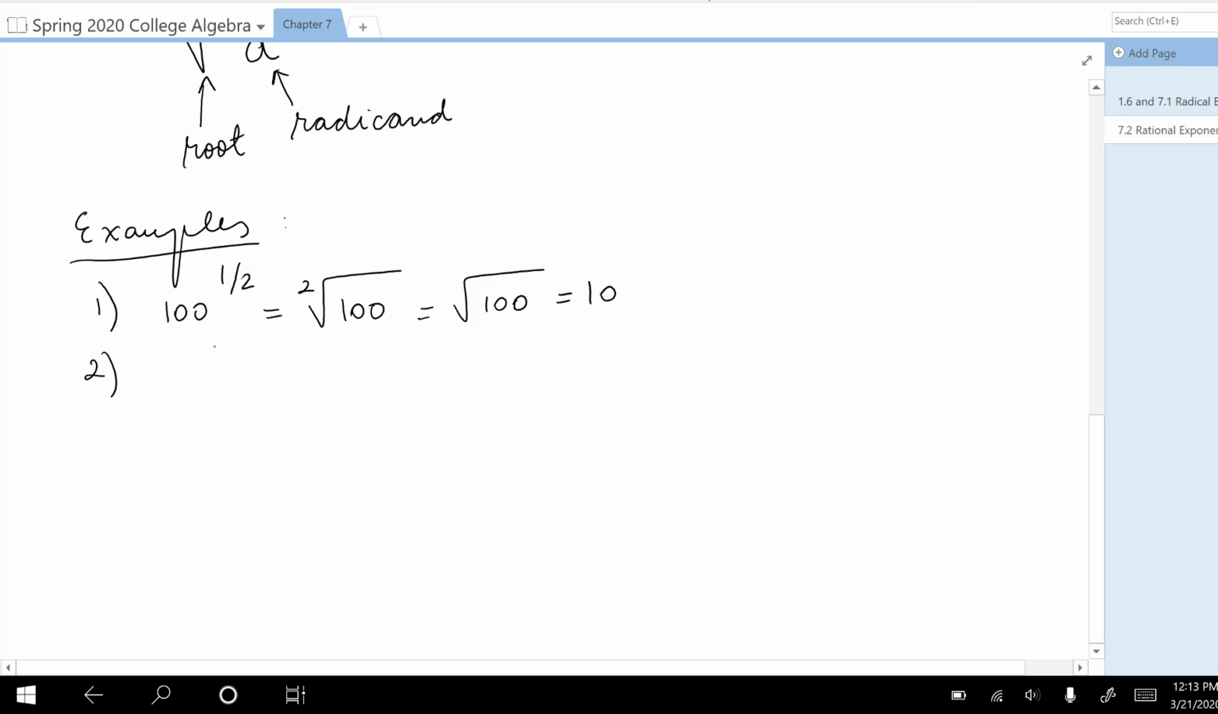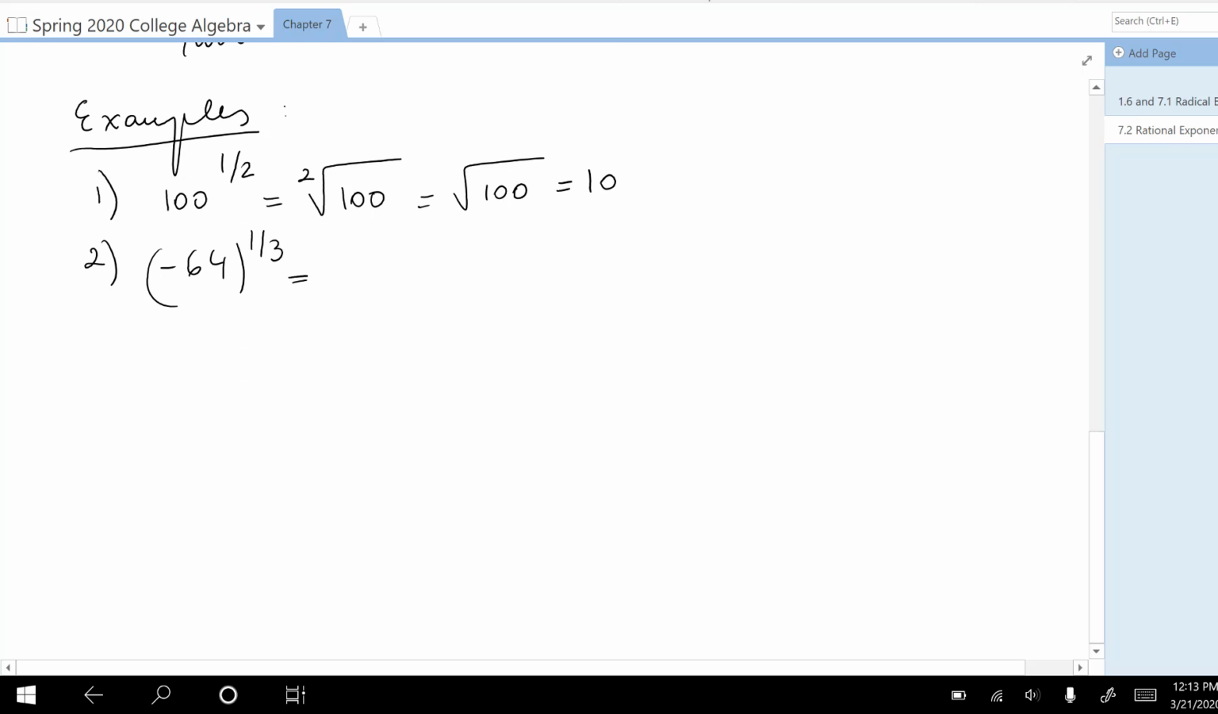Another example, negative 64 to 1/3. Well, written in radical notation, it's cube root, right? You see the denominator is 3, the same as the index. Because I have negative 64 in parentheses, the whole thing is going to be under the root. So what number raised to the third is negative 64? That would be negative 4.